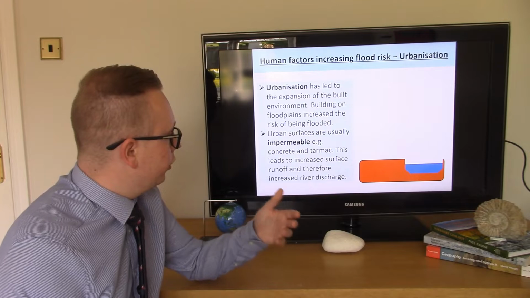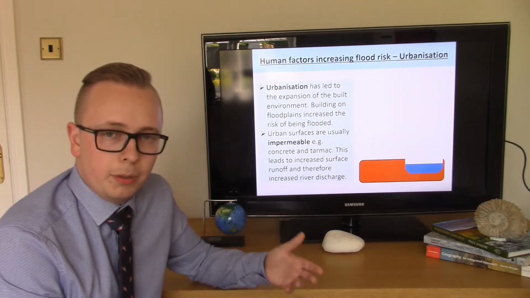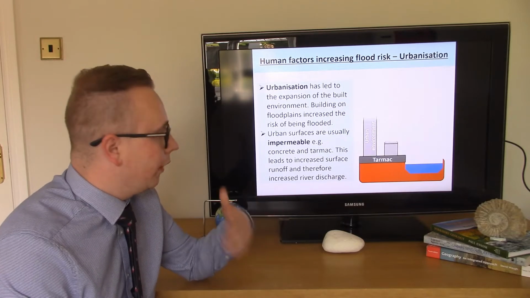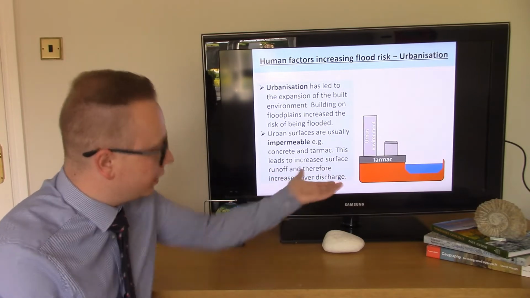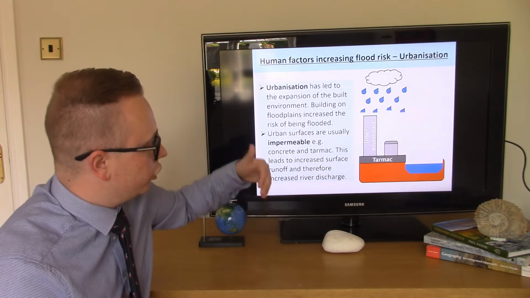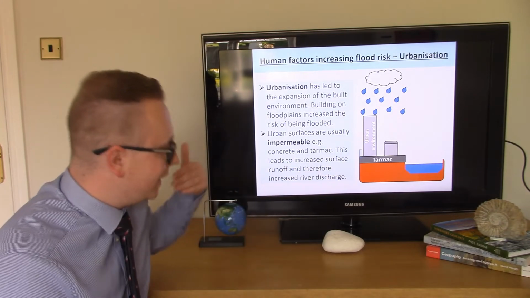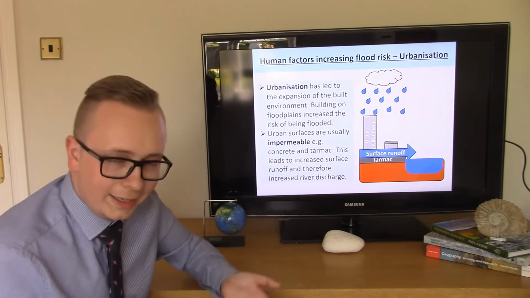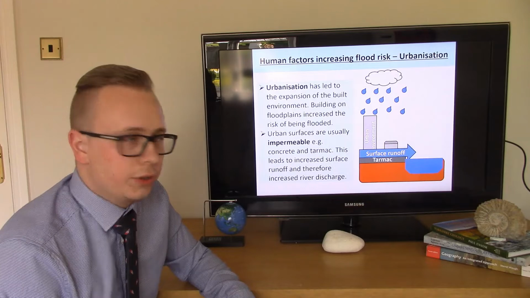But urban surfaces are also impermeable. So things like concrete and tarmac are impermeable, and that leads to increased surface runoff. So in this, we've got an urban area here with lots of tarmac and concrete. That rainfall is not able to soak into the ground below, and instead we'll have lots of surface runoff. It runs straight off the land into our river channel and increases the discharge.